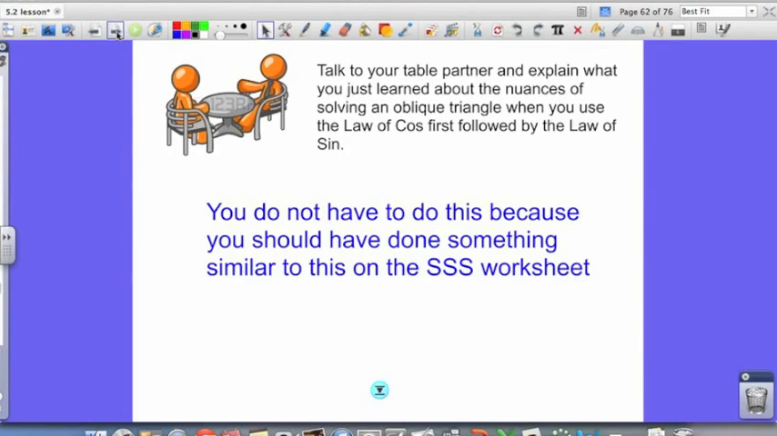All right, welcome back. Hopefully all that work didn't wear you out. Again, there's a reason for doing it. Hopefully I stated some of that in the worksheet. This slide I have here, when I was actually planning on being in class, I was going to have you talk to your table partner, and explain what you just learned about the nuances of solving an oblique triangle. We would have also talked about all the stuff you did on the worksheet, but since you've already written that down, we don't have to do this. We can skip it and move on.